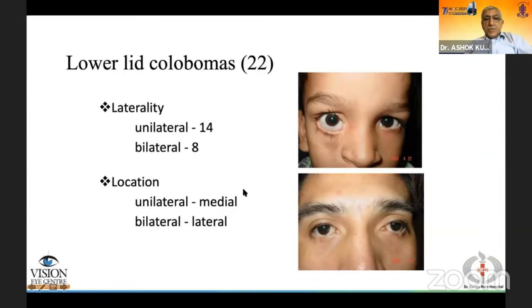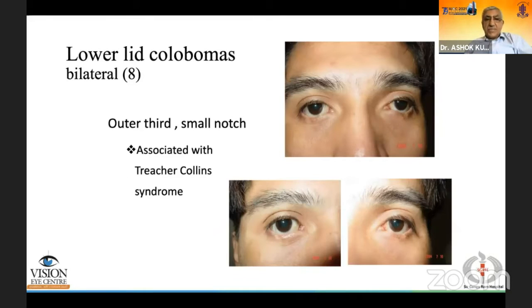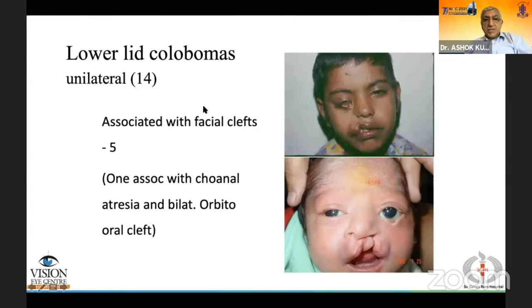Lower lid colobomas may be again unilateral or bilateral. Unilateral ones are usually medial associated with clefts, and bilateral ones are usually those with Treacher-Collins syndrome, smaller and in the lateral part. So bilateral ones are with Treacher-Collins and they are usually a small notch. Lower lid colobomas are largely with facial clefts and one with a rare choanal atresia and bilateral orbito-oral cleft.